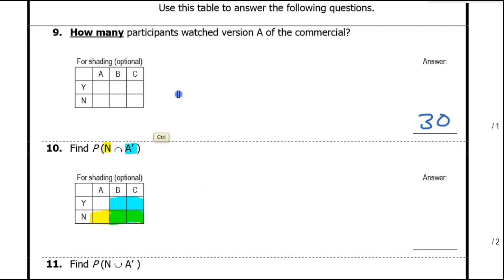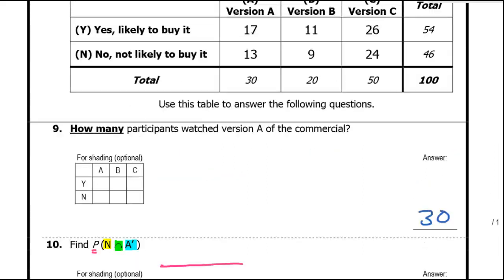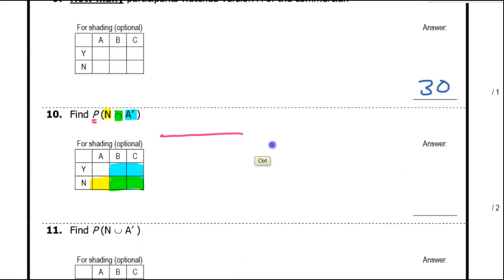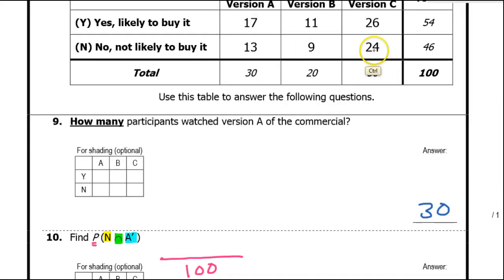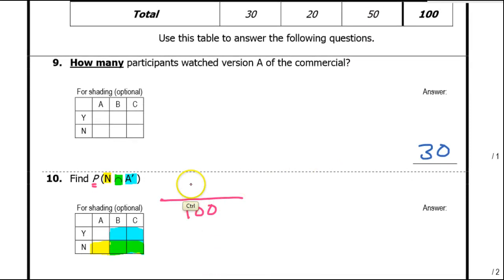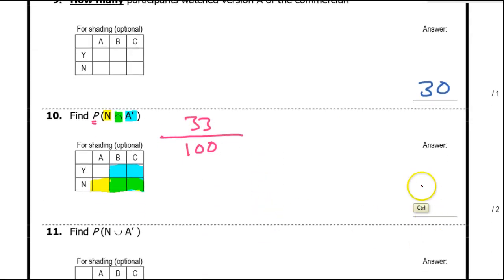Now, I did it this way because when you do "and," you're looking for the overlapping part, which will show up as green. So these two squares are the overlapping part. This is a probability problem, which means we have to do target over total. The total is 100. There were 100 participants. Now the target is showing up here in green. Those numbers are 9 and 24, so that's 33. So that's 33 out of 100, which is the same thing as 33%, if anybody cares.